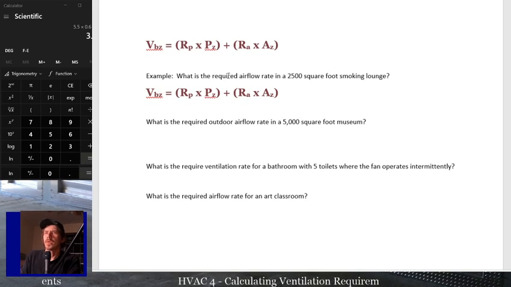So, example: what is the required airflow rate in a 2,500 square foot smoking lounge? Right off, we know the area of the zone, right? So Az becomes 2,500. Easy peasy. You can automatically fill out Az: area of the zone is 2,500 square feet. Okay, how many people are in the zone? Well, we have to go back to our table to look at how many people are in the zone. So let's go back to our table.